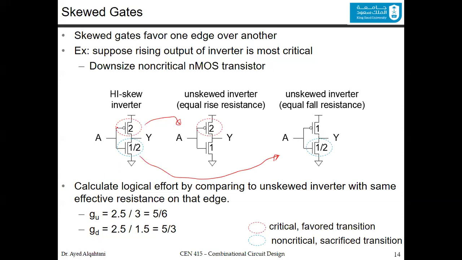Now, the input capacitance is 2.5. So it's 2.5 in both of them, whether you are up or down. The difference is the denominator. For the critical input, the one that you favored, you do the same as we know before. You divide by 3. You compare it to the normal inverter, so you divide by 3. For the one that you sacrifice, you divide by half that amount, which is 1.5. We get the 3 from adding those two. We get the 1.5 from adding these two. And that's the whole idea.